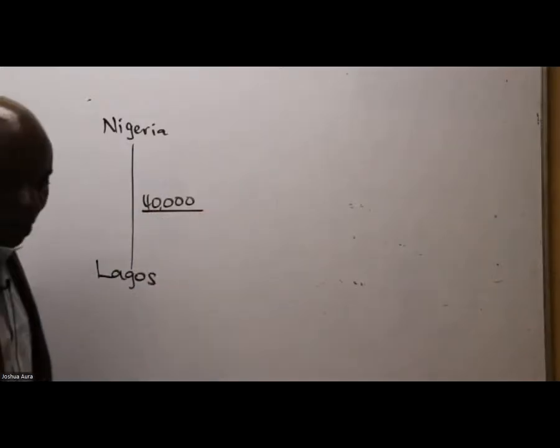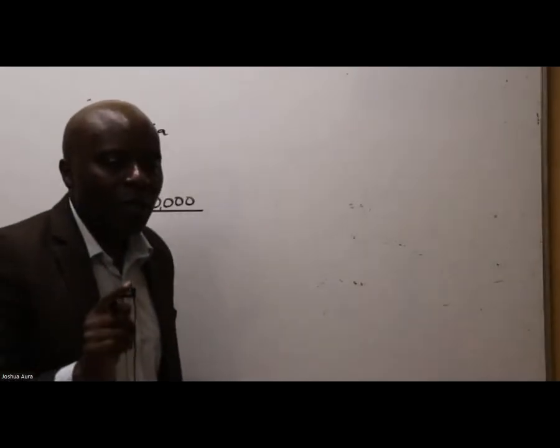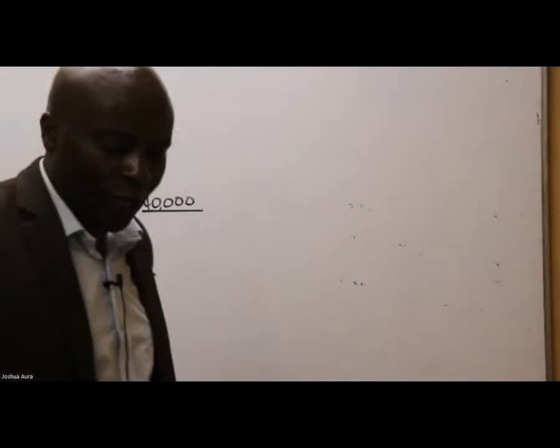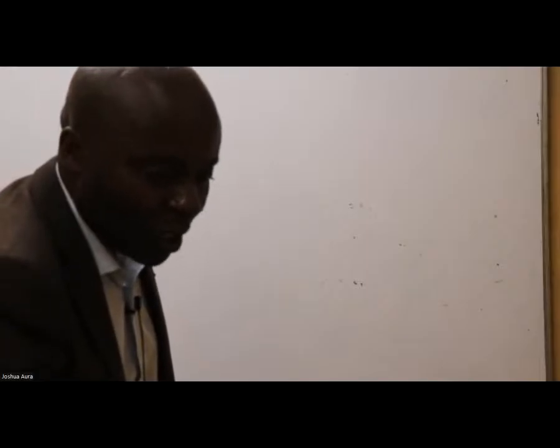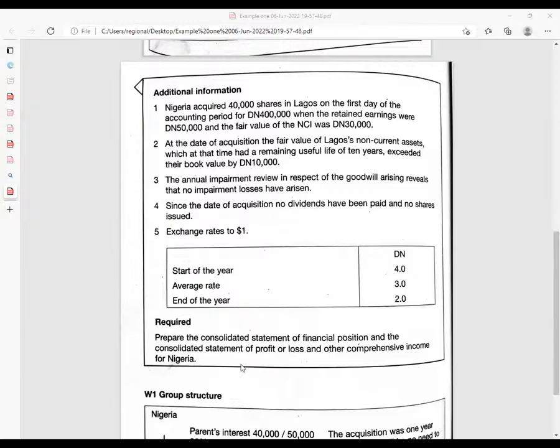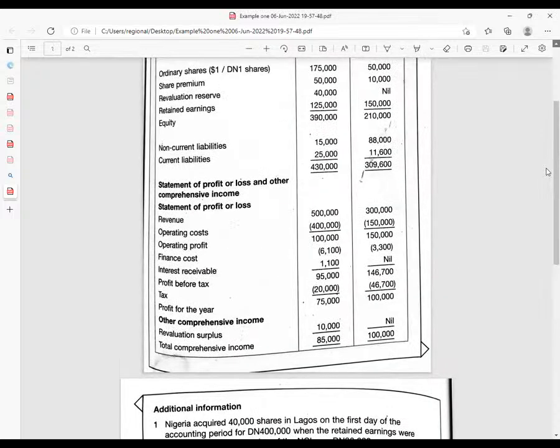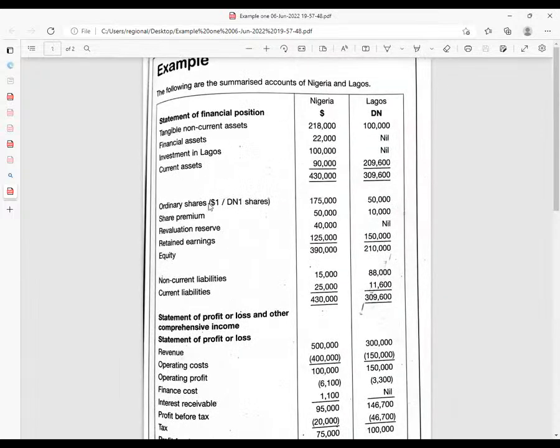We bought 40,000 shares of Lagos. So how many shares does Lagos have in full? Please go to the statement of financial position of Lagos and read the number of shares that Lagos has in full. Look at this: ordinary shares, DN 1 shares, meaning that the par value is 1 across the board.